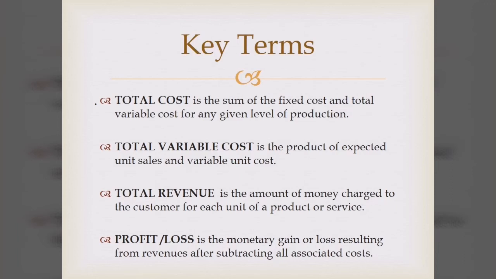Total revenue is the product of expected unit sales and unit price. That is, expected unit sales times the unit price. Profit or loss is the monetary gain or loss resulting from the revenues after subtracting all associated costs. That is, total revenue minus total cost.